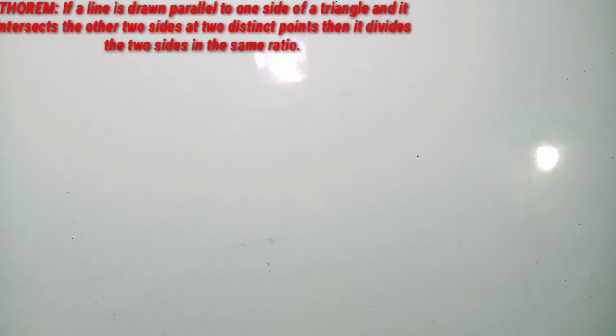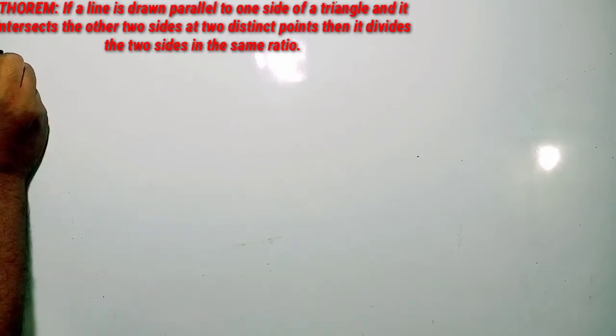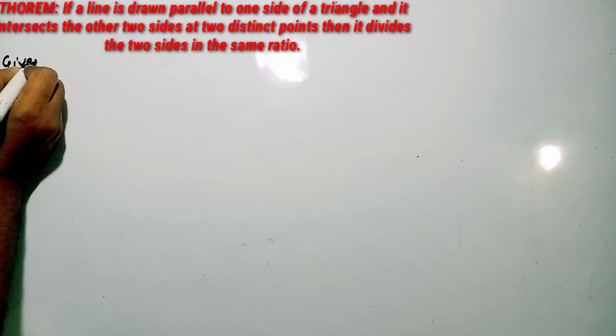Students, here is the statement: if a line is drawn parallel to one side of a triangle and it intersects the other two sides at two distinct points, then it divides the two sides in the same ratio. Right students? Repeat once again. If a line is drawn parallel to one side of a triangle and it intersects the other two sides at two distinct points, then it divides the two sides in the same ratio. Right students? So let us see what is given in the statement.